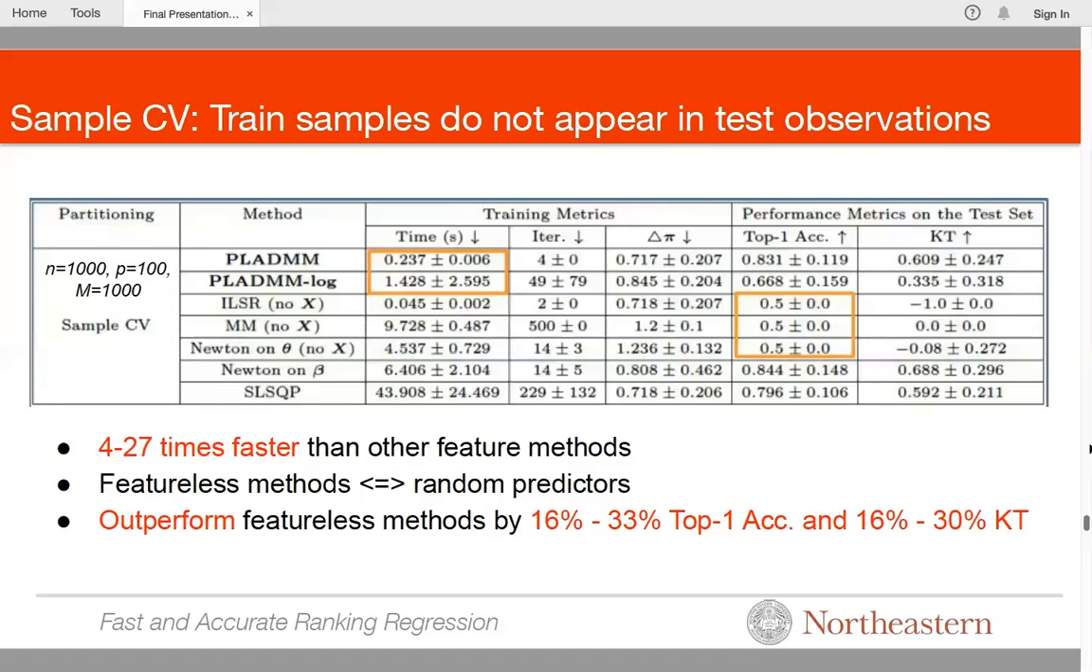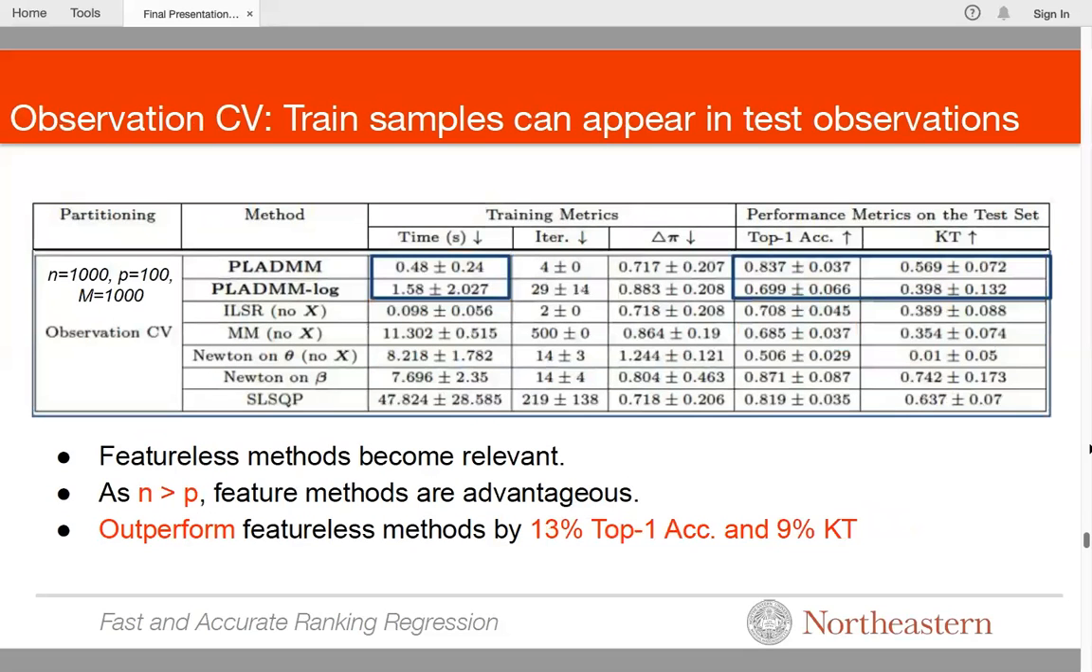On the other hand, since in this setting train samples do not appear in test observations, the methods that do not use features, do not do ranking regression, are acting as random predictors. So by doing ranking regression and using features, we actually outperform the featureless methods, including ILSR, by 16 to 33% top-one accuracy and 16 to 30% Kendall-Tau correlation in prediction.